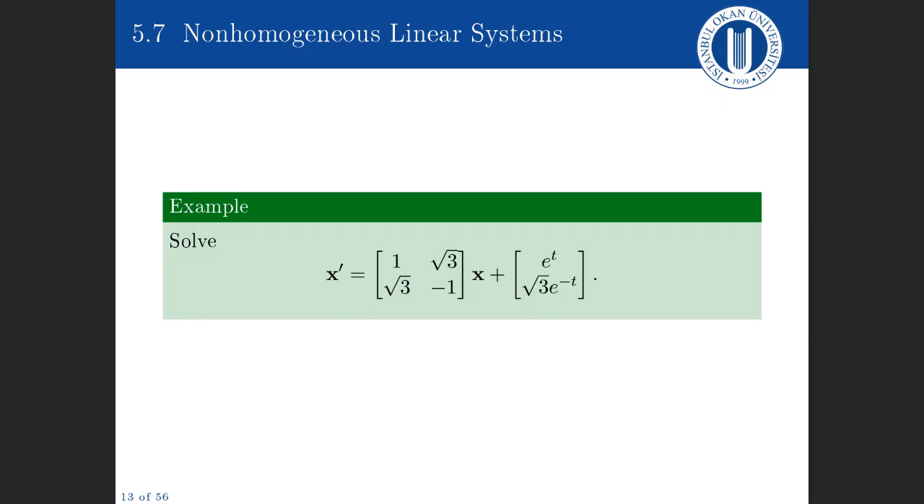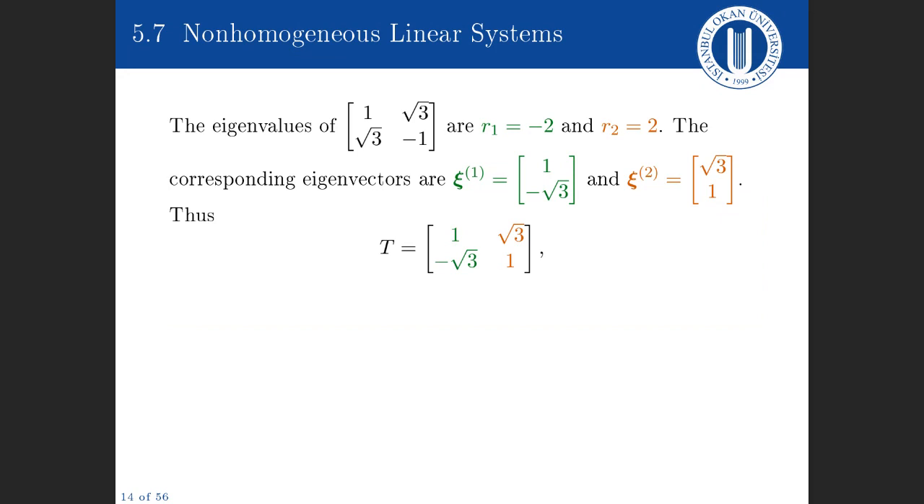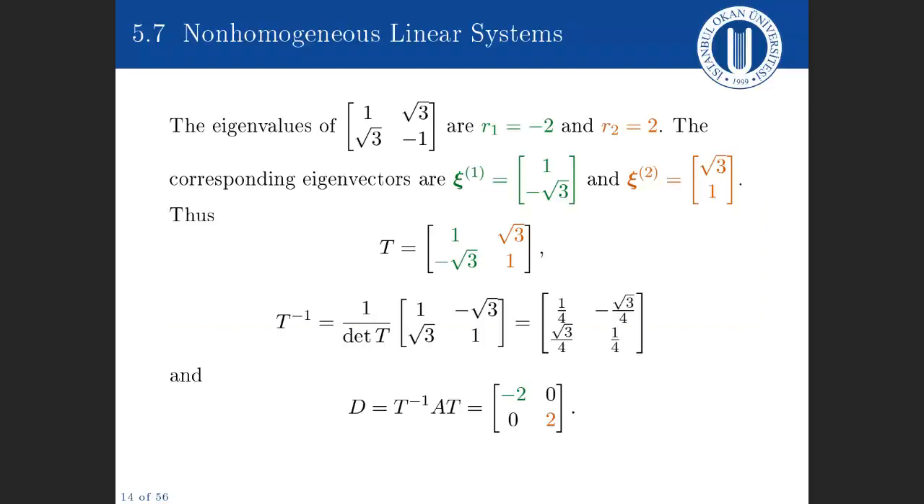Let's do another one. Solve x prime is equal to 1, root 3, minus 1, 1, x, plus e to the power t, root 3, e to the power minus t. We need the eigenvalues and the eigenvectors. Here they are. After we have the eigenvectors, we can write down the transition matrix T, and then we can take the inverse. T inverse is a quarter, minus root 3 over 4, root 3 over 4, a quarter.